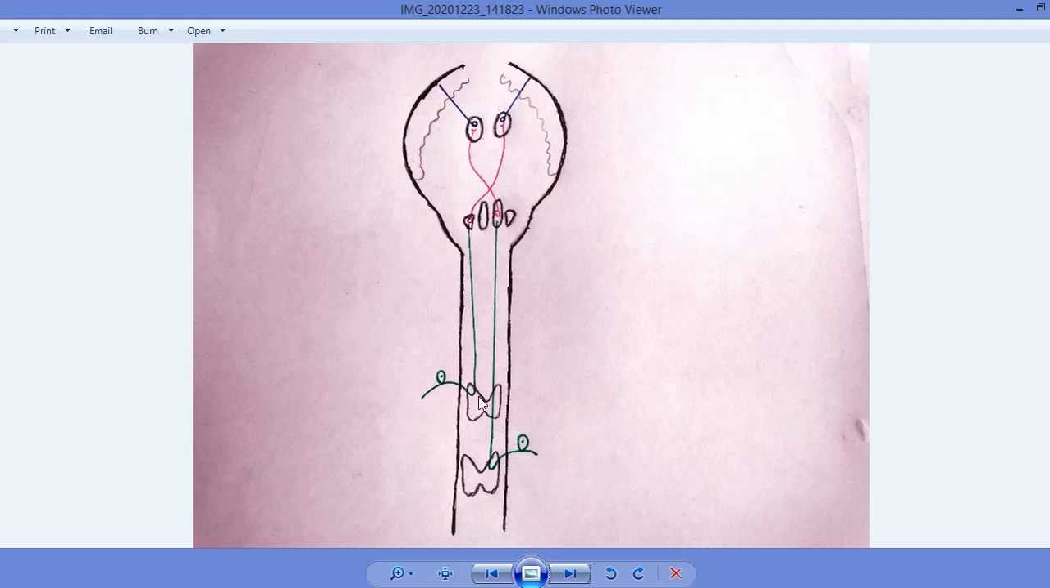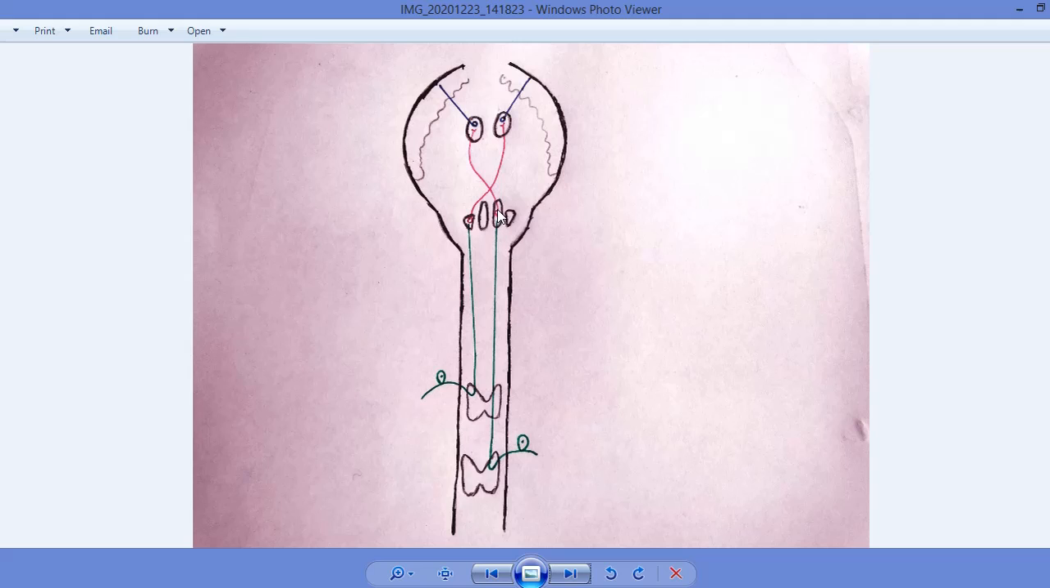So the first order neuron, this tract is called the cuneate tract, and this tract is called the gracile tract, because this tract goes to the gracile nucleus and this tract goes to the cuneate nucleus. After reaching the gracile nucleus or the cuneate nucleus, the first order neuron will make a synapse with the second order neuron, and the second order neuron will go towards the thalamus. But over here the decussation will take place. Decussation means the crossing over will take place.